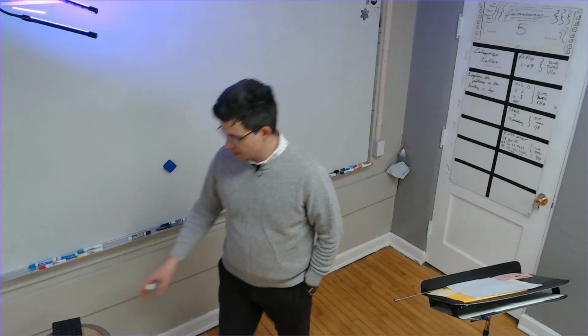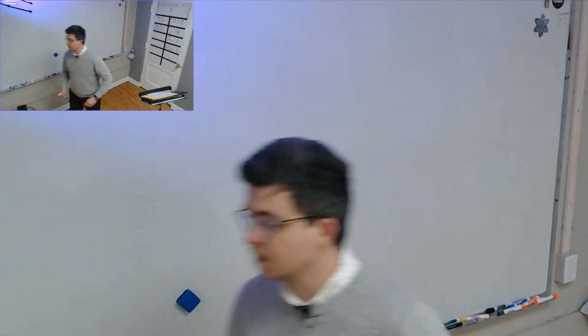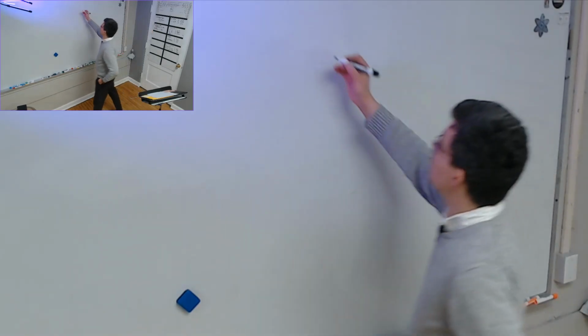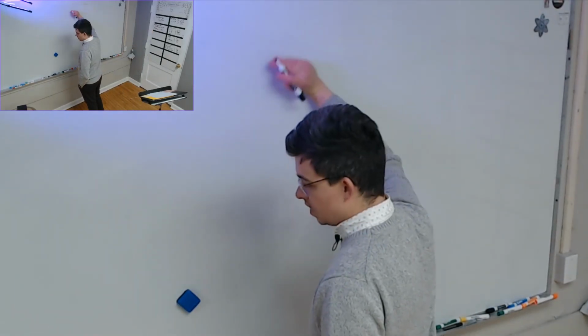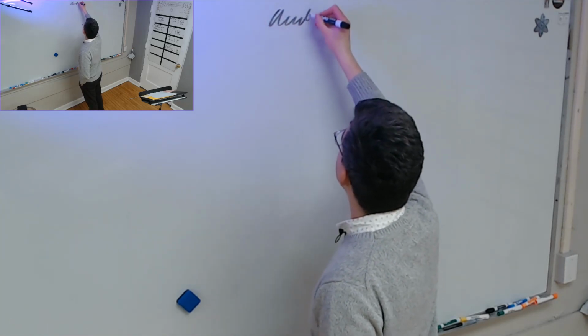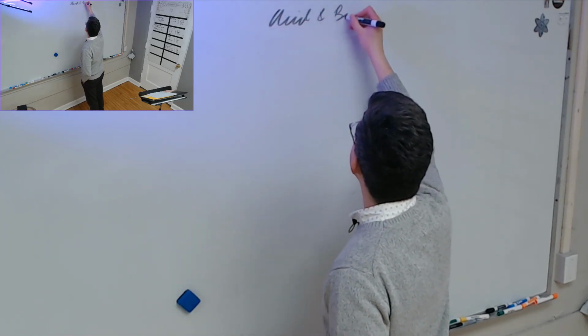Okay, chemistry time. This is going to be part 2 of yesterday's video. We did covalent bonding, the concepts of covalent bonding, yesterday. We're going to talk today about acid and base naming.